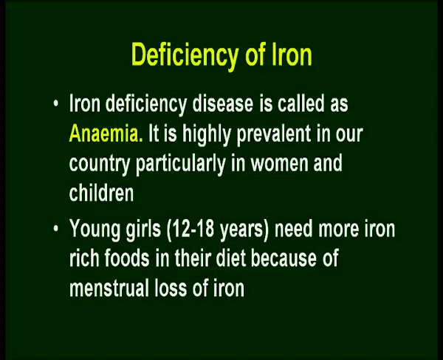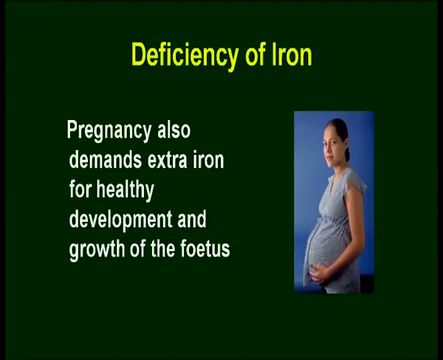Iron deficiency is present at the global level, known as anemia, and it is also present in large numbers in women and children in our own country. Young girls between the ages of 12 and 18 years need more iron-rich foods in their diet because of the menstrual loss of iron. During pregnancy, we require an extra amount of iron for healthy development and growth of the fetus.